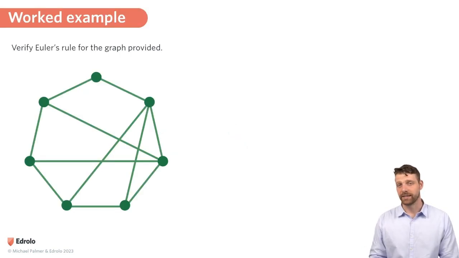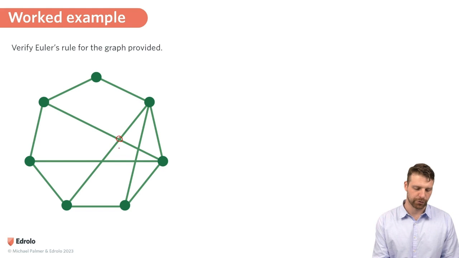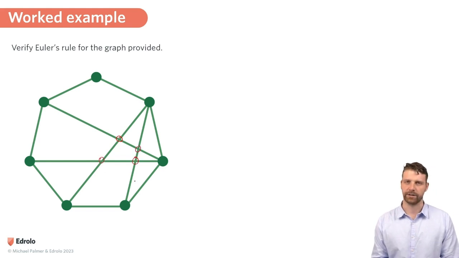Okay, here's our first worked example. We need to verify Euler's rule for the graph provided. Remember that if we want to verify Euler's rule, we need to be able to count the faces. And to do that, we need to see if we can redraw without these problem intersections. I think we can. So I've got a template here, so I'll show you how we can do that.